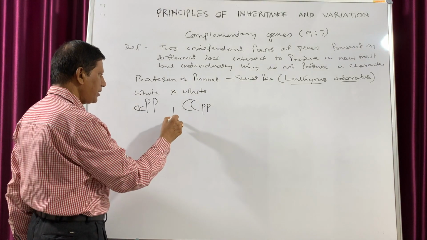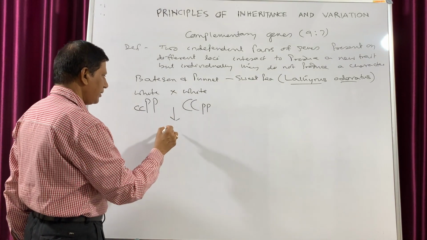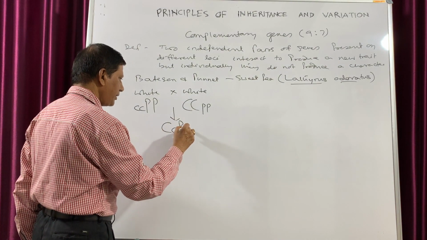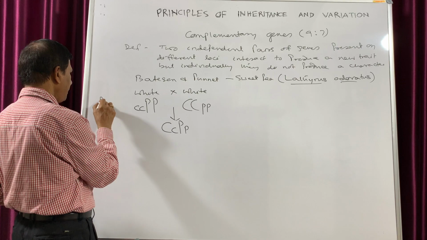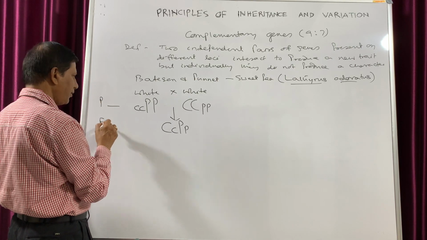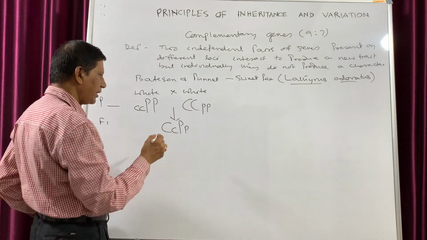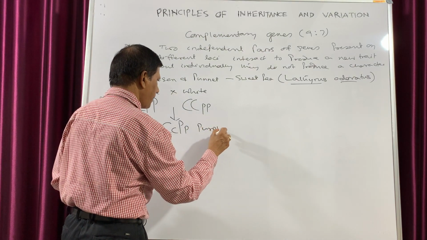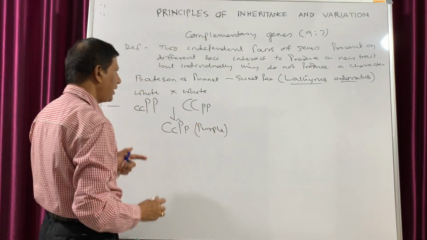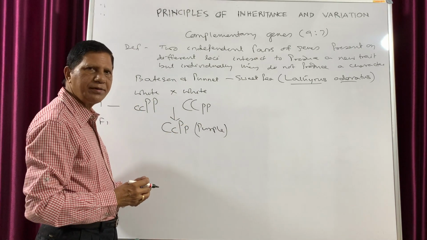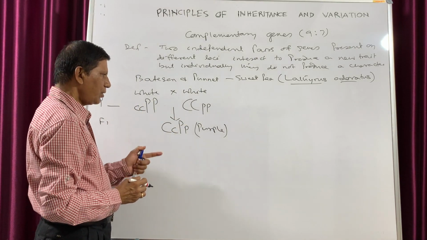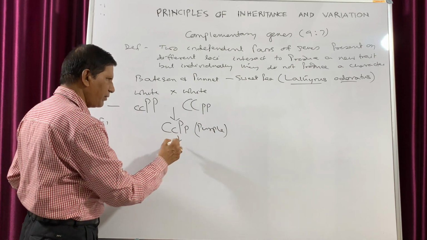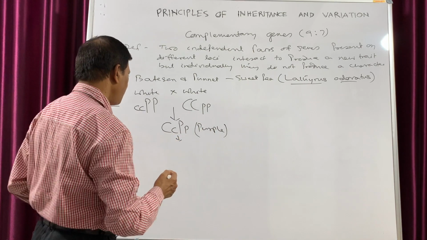Now when a cross was made between these two, the F1 hybrid will be capital C, small c, capital P, small p. These are the parents and this is the F1 hybrid. And he found that this F1 hybrid was purple in color, while the two parents were white. So when this plant was self-pollinated, in the F2 generation, what happened?